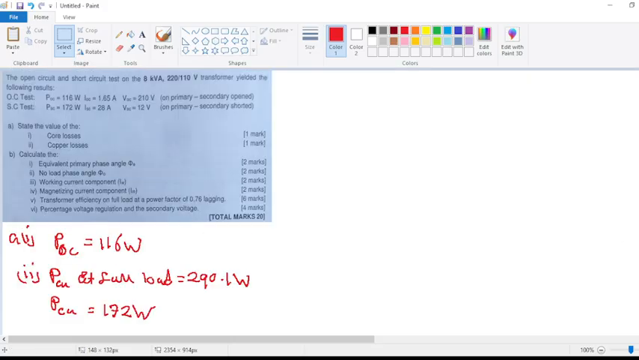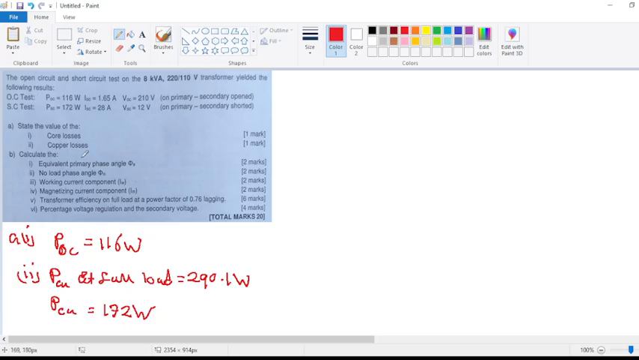Okay, so our calculations will be done here. Question B1, equivalent primary phase angle. The equivalent primary phase angle can also be called the angle of the equivalent series impedance.